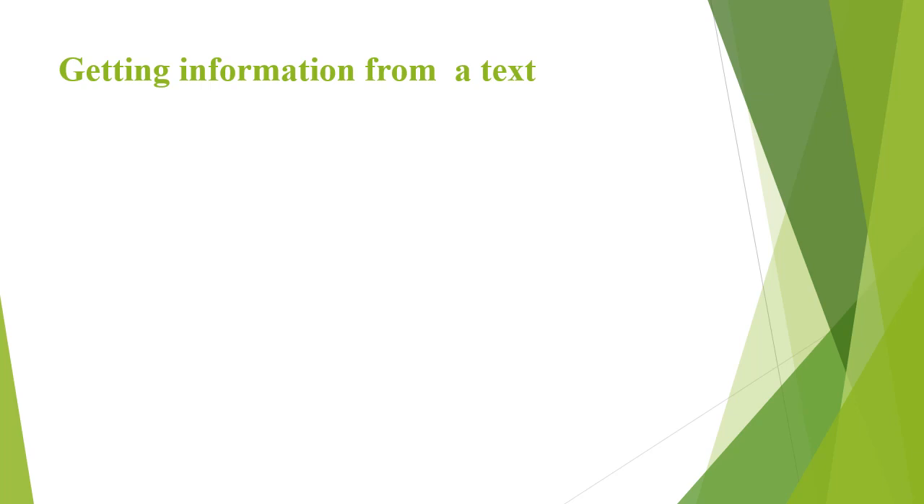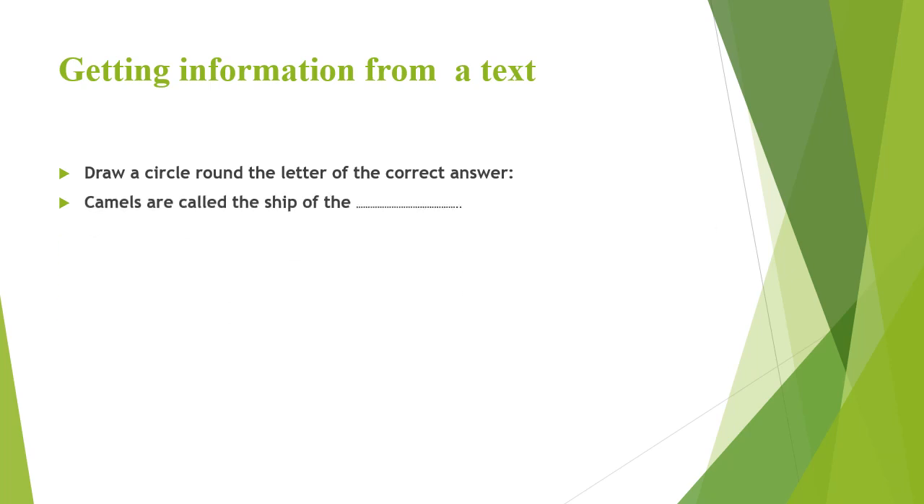Here we have some questions that help you to get the information so as to check that you understand your text. Now, when you reach the point that you understand the text perfectly or properly at least, read or go through these questions and try to draw a circle around the letter of the correct answer. I mean, choose the correct answer. Now, the first question is, camels are called the ships of the... So you have three choices. Do we call camels the ships of the sea, the ships of the land, or the ships of the desert?